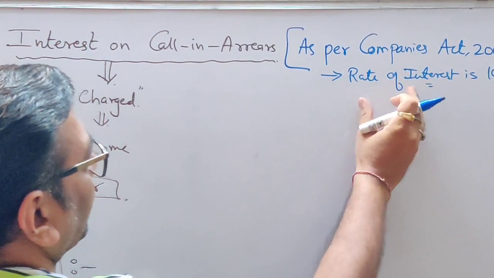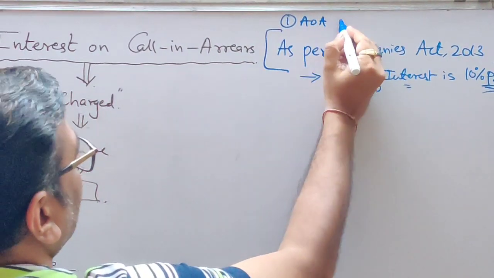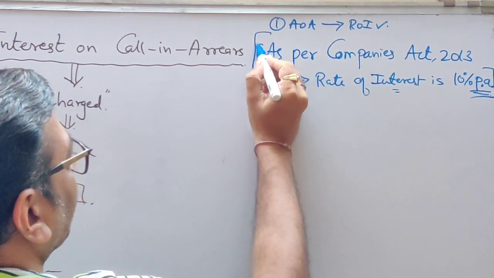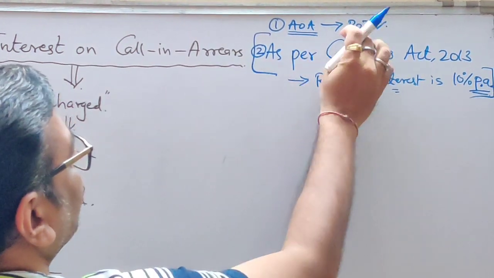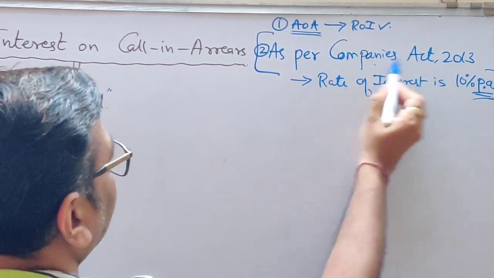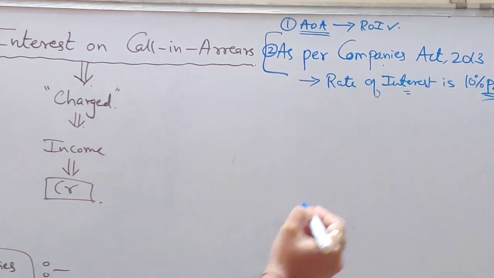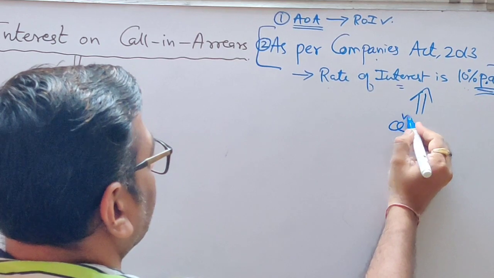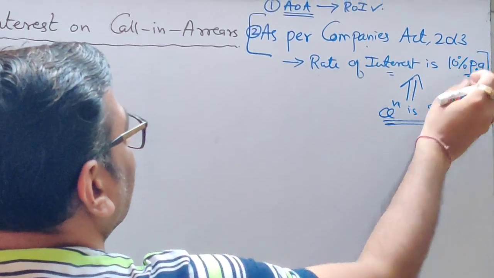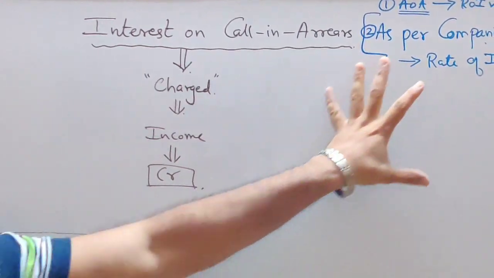So you will go for this whenever the question is silent. First you will follow the articles of association, whatever rate of interest is mentioned there, follow it. And if the articles of association are silent or do not mention anything, then this is the second rule: the Companies Act. As per the Companies Act, you will follow the rate of interest as 10% per annum. So when to apply this? When the question is silent about the rate of interest. Then you follow the Act and calculate 10% as interest on calls in arrears. I hope the concept is clear to you.